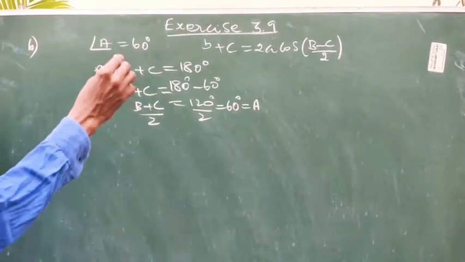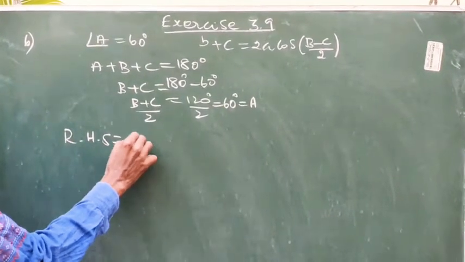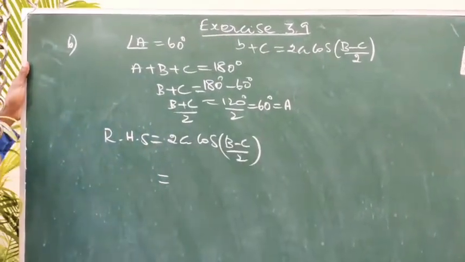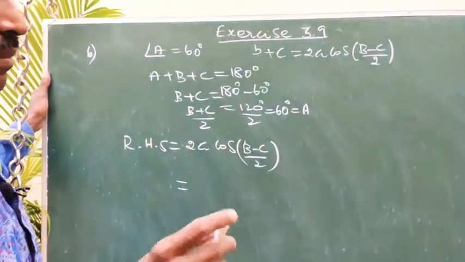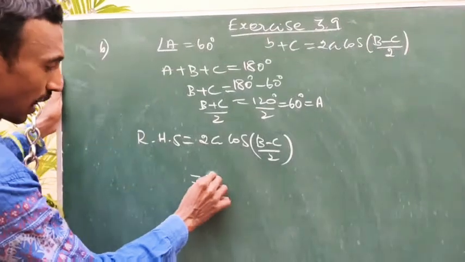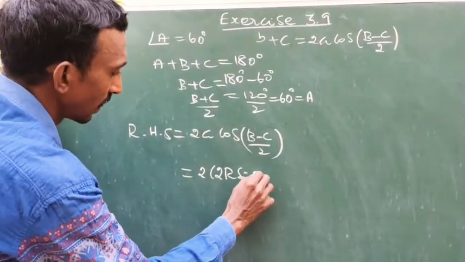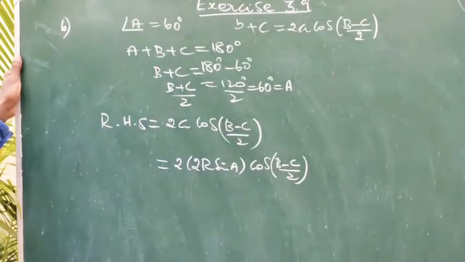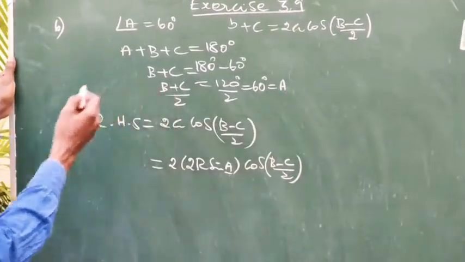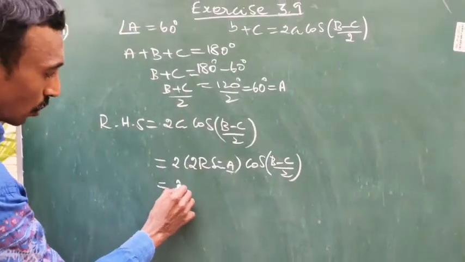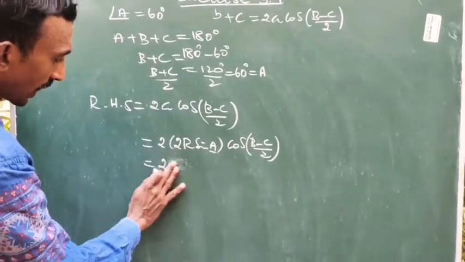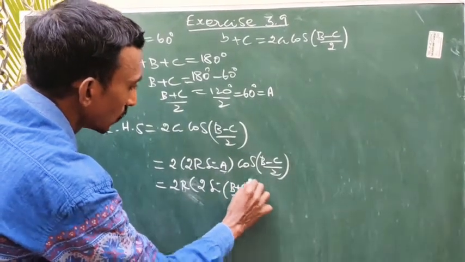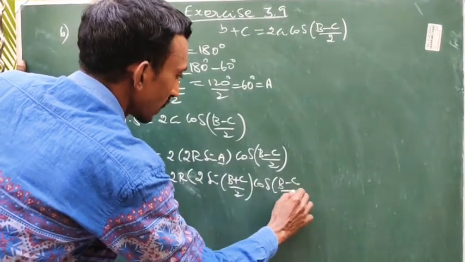Okay. So take the RHS, 2a cos((B minus C)/2). So use the sine formula. a by sin A equal to b by sin B equal to c by sin C equal to 2R. So a equal to 2R sin A. Okay. Cos((B minus C)/2). So just now I said that in the place of A we can replace (B plus C)/2. So 2 into 2R. So take R outside. So 2R into 2 sin((B plus C)/2) cos((B minus C)/2).